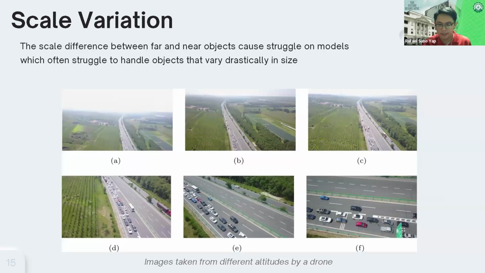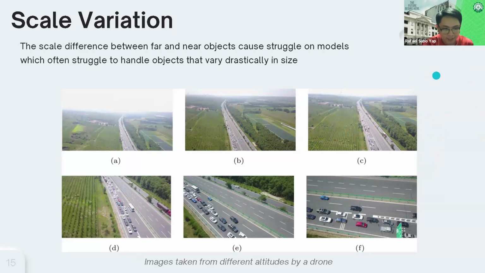Next challenge in small object detection is in scale variation. So what you're seeing here is a sequence of drone images taken from different altitudes. Here we gradually zoom in on the same scene, but the object class doesn't change. It's just cars on a highway. But notice how radically their size and their appearance change depending on the drone's height and angle.